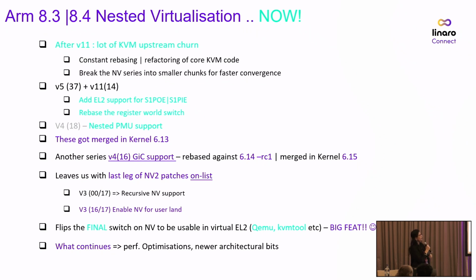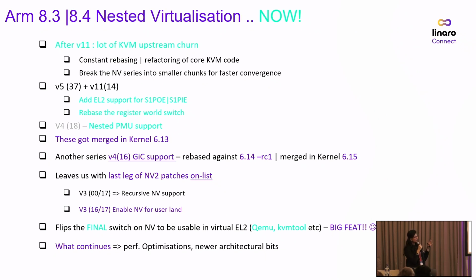Then you have rebasing the register world switch. You have version 4 for nested PMU. To be honest, that's not a must-have for NV2, but that is good to have, and both of these got merged in kernel 6.13. Then we had version 4 for GIC support, which was rebased again on 6.14 RC1, and that also got merged in 6.15.